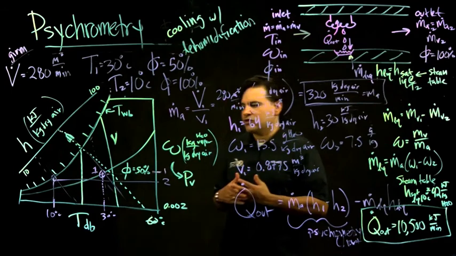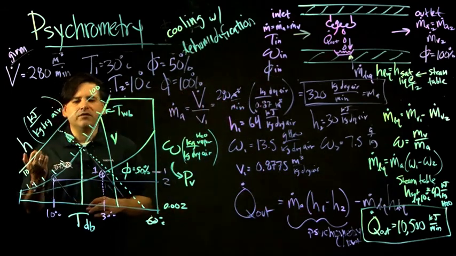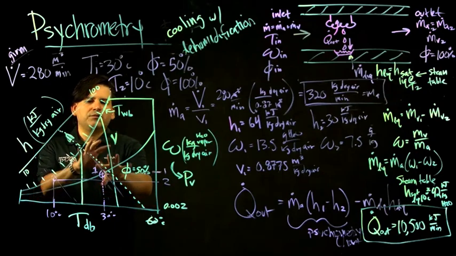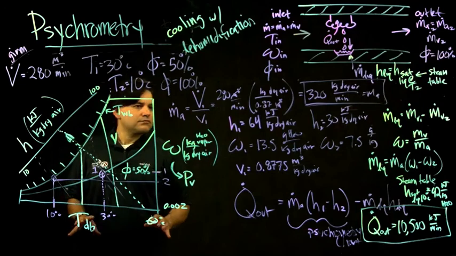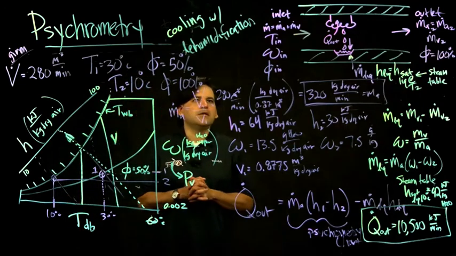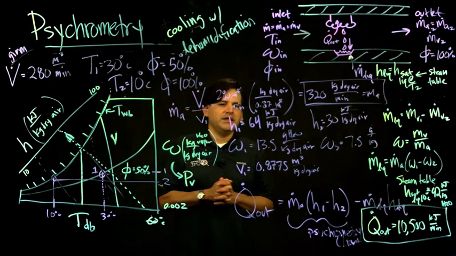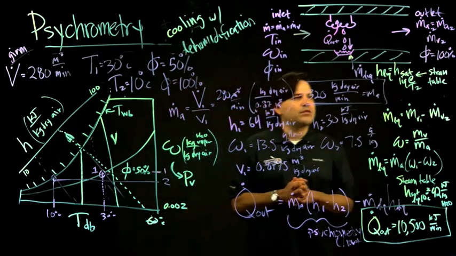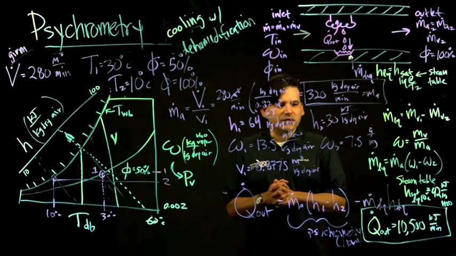Why does this chart work? Another reason is because if you know two independent variables, you can pin down all the other parameters. So that's one application of this. There are other situations where the psychrometric chart is helpful, like for heating and so forth. So with that, we'll just continue with another example next time. Thank you.